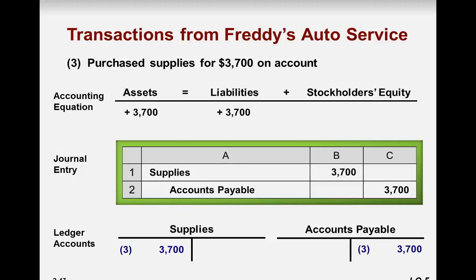Supplies are an asset. Assets increase on the debit side. Accounts payable is a liability. Liabilities increase on the credit side. Rules of accounting tell us in what order we place it in the journal. Debits should be entered first and credits second to be in good form.